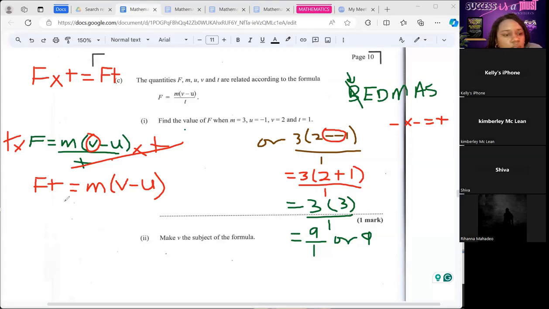Okay, so this will be equal to, when you're distributing, M by V is MV, and M by negative U is negative MU. So you have the FT here. Okay, so what are we going to do now?